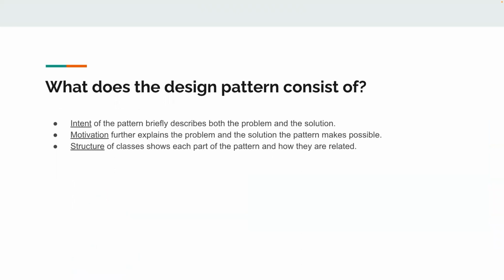What does a design pattern consist of? There are three points to that: intent, motivation, and structure. The intent of the pattern briefly describes what the problem is and how the pattern provides the solution for it. Motivation explains the problem and the solution. The pattern makes it possible, showing how we are solving the problem just through our clean code. And the structure of the classes shows each part of the pattern and how they are related. Many of the patterns consist of many classes and relationships between them that we will see in the following slides.